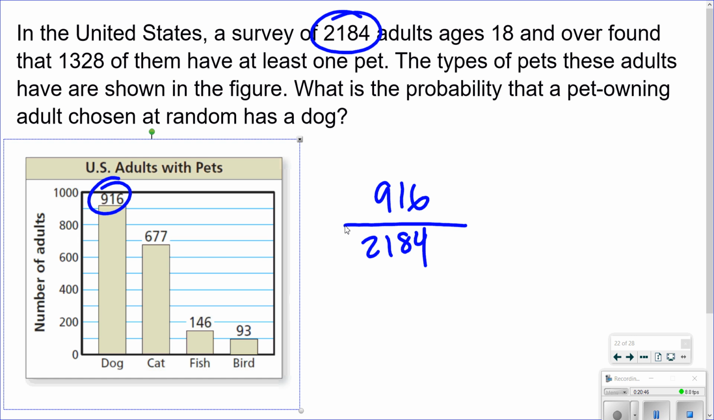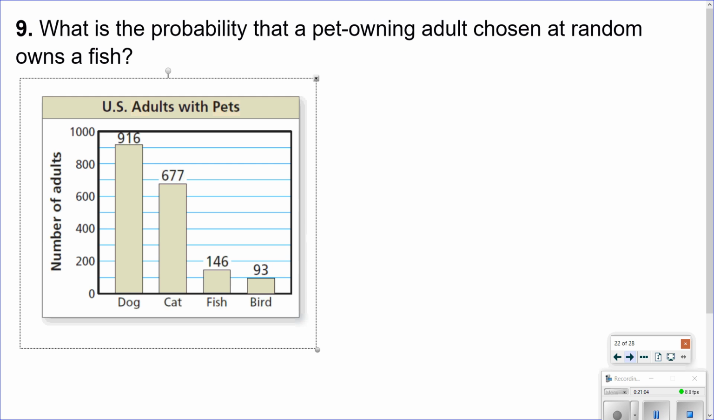We'd probably reduce that. A lot of times, probability is easier, especially with big numbers like that. It's easier to look at as a decimal. So if we change it to a decimal, it comes out to be approximately 0.42. So about 42% or 0.42 is what it comes out to.